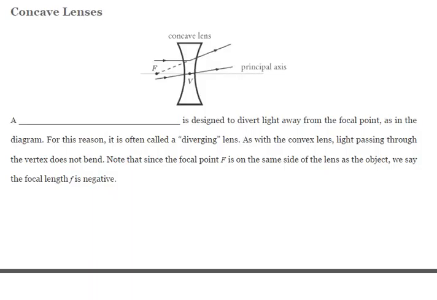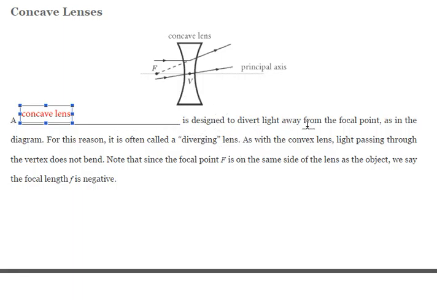The last type of optical instrument that we need to concern ourselves with is the concave lens. A concave lens is designed to divert light away from the focal point, so the exact opposite of a convex lens. You'll also notice the shape here for a concave lens. It looks like two back-to-back concave mirrors, I guess. It's thinner in the middle than it is on either the top or the bottom.